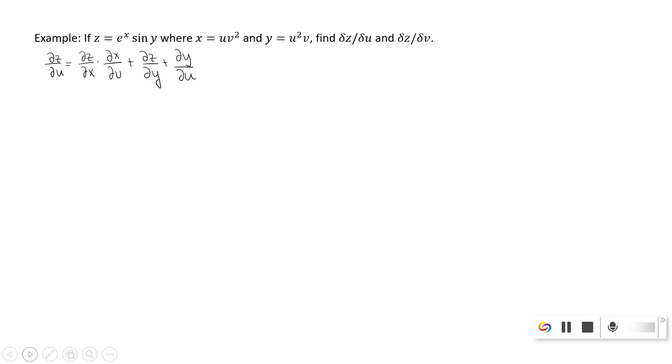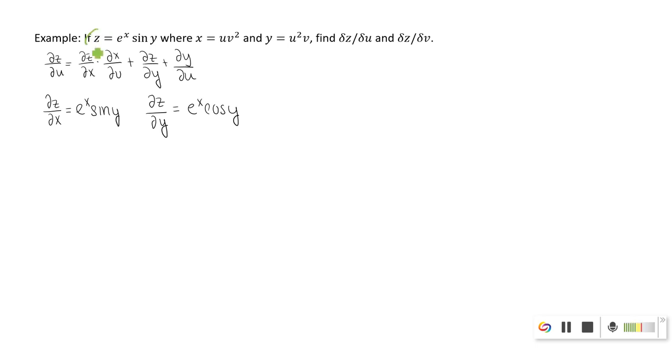So I'm going to start with my dz du, and on the screen I've just copied down what the chain rule would be. I'm going to have to take dz dx times dx du plus dz dy times dy du. So let's go ahead and compute each of those components.